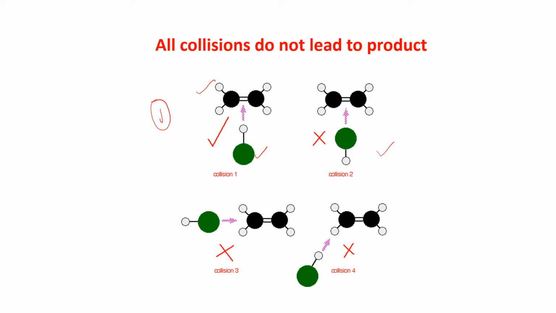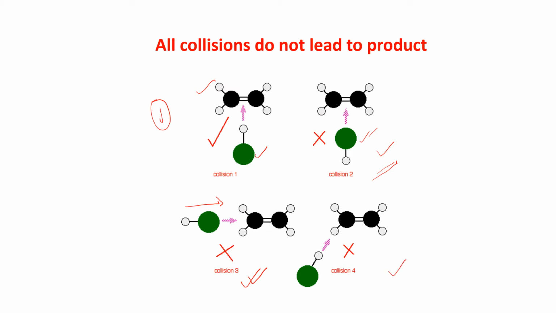Come to collision 2. Now if this is the arrangement, this green part is coming, but its size is bigger, so it will not fit here. So this type of collision is not effective. Come to the third one. It is attacking from this side. This side also is not a proper collision. The product will not form.